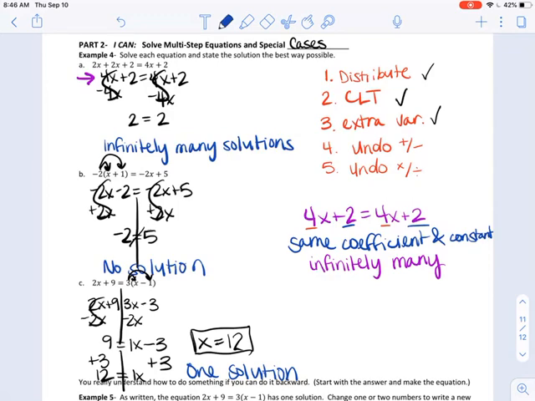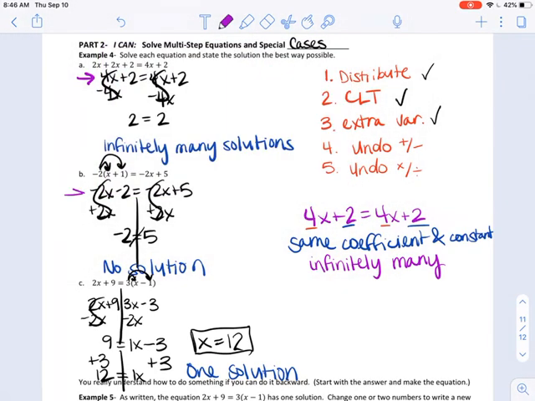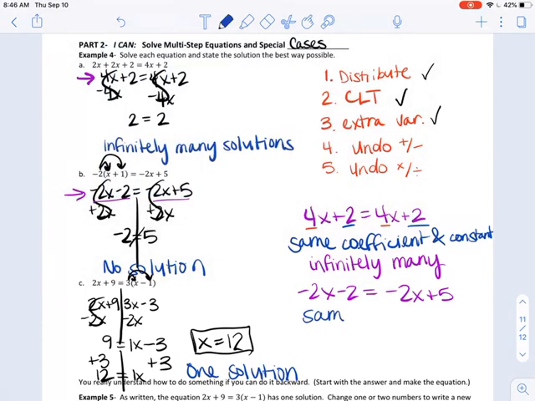So if it's the same coefficient and the same constant, then there's infinitely many solutions. Okay, so the next one was no solution. At that very topmost step, we had the same coefficient. Let me actually write this out. Okay, we had the same coefficient, but different constants. And that actually works all of the time.